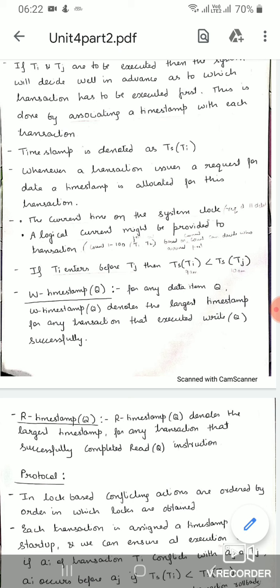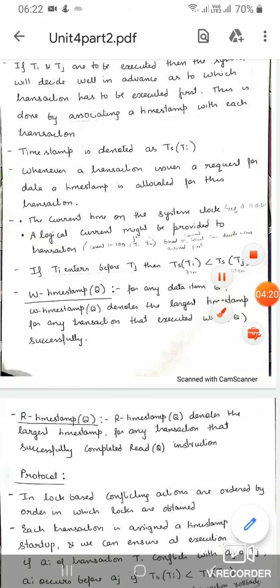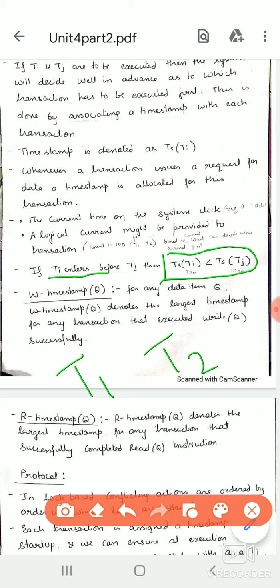So if Ti enters before Tj, that is, if T1 enters before T2, then the timestamp of T1 will be less than the timestamp of T2. This is the rule for how you determine the timestamp. Whoever enters before will get the first time slot, so his timestamp will be less than the second timestamp.